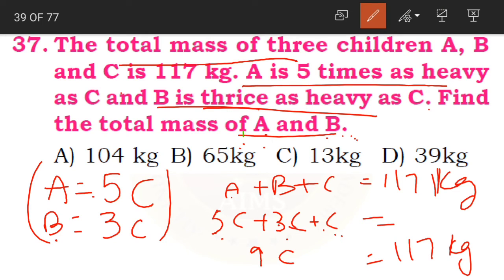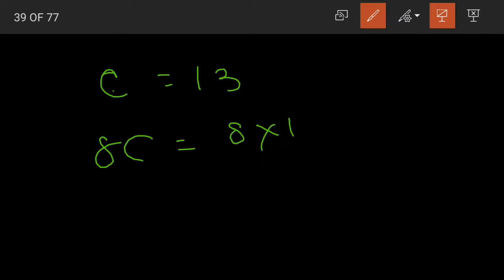Clear children? Now what should we find out? We should find out A plus B. A plus B means what? 5C plus 3C. That is equal to 8C. Just now we got C is equal to 13. Then 8C will be equal to how much children? Again the same example of apples. 1 apple is equal to 13 rupees. 8 apples is equal to 8 into 13.